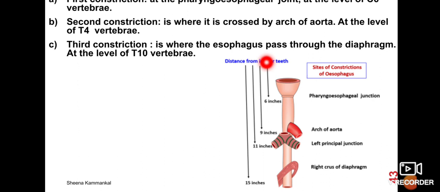So the first one lies 6 inches from the incisor teeth. The second constriction lies 9 inches from the incisor teeth. The third one, 11 inches from the incisor teeth. And the fourth one, 15 inches from the incisor teeth.